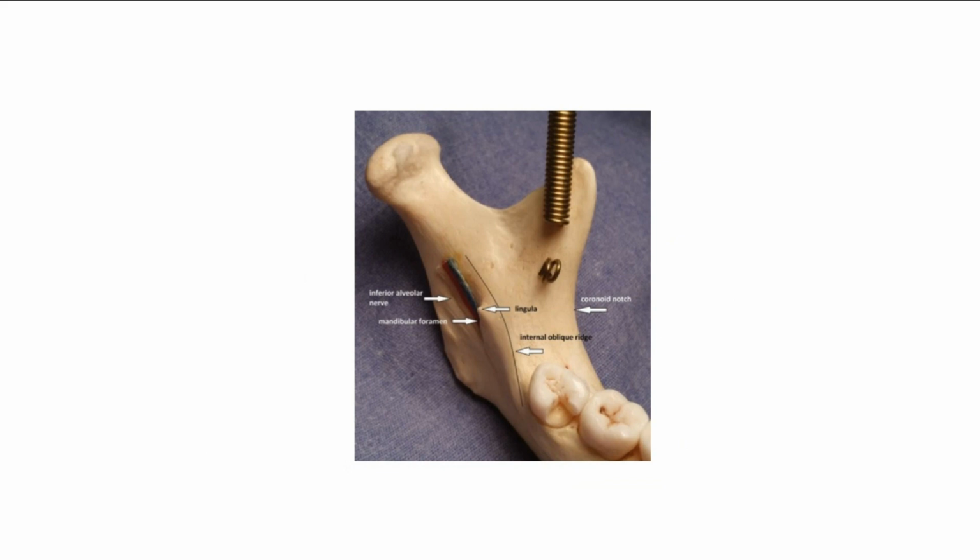Here it is again. This is the internal oblique line. This is the lingula. This is the mandibular foramen with the inferior alveolar bundle, including nerve, artery, and vein enter. This is the external oblique ridge. This point, this depression right here, is called the coronoid notch, and this is very important, the coronoid notch, as a landmark for mandibular anesthesia. Very important. It's a notch or a depression on the external oblique ridge. The external oblique ridge will continue as external oblique line.